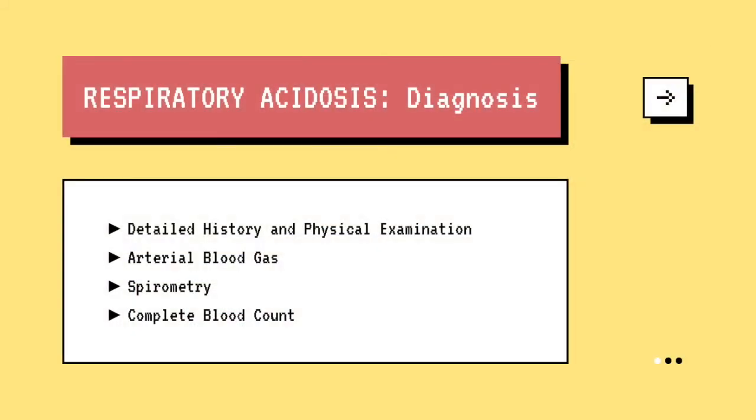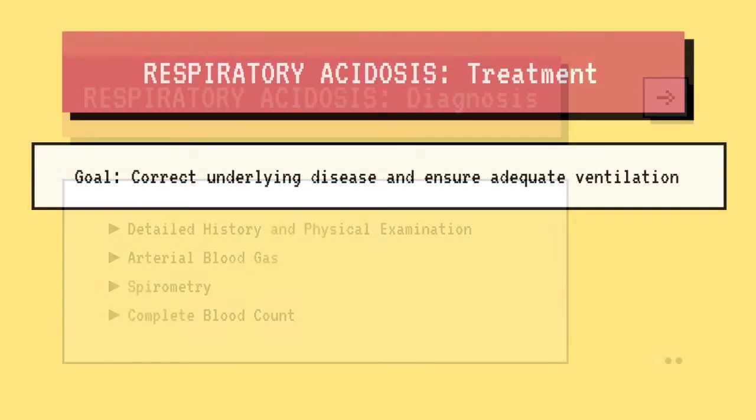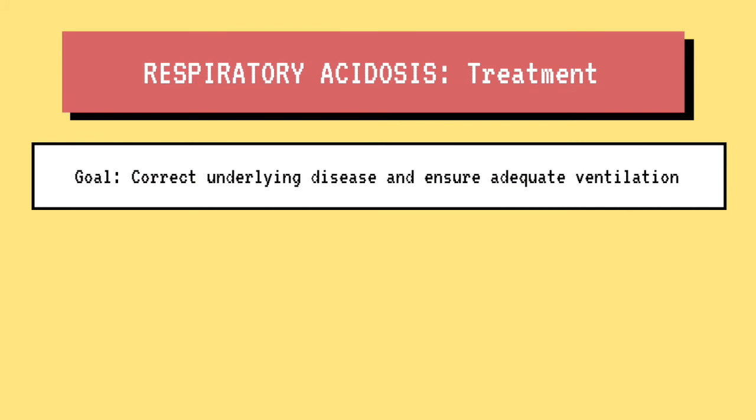Diagnosis of this disorder involves a detailed history and physical exam with assessment of the upper airway, chest wall, pleura, and neuromuscular function. ABG to measure partial carbon dioxide and arterial pH is also important. Pulmonary function study, specifically spirometry, determines any underlying lung disease, and a complete blood count assesses hematocrit. The goal of management is to correct the underlying disease and ensure adequate ventilation.